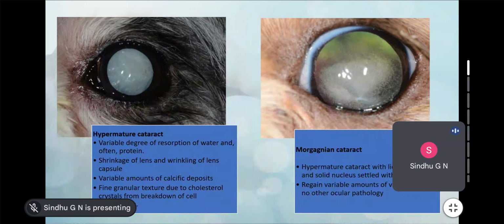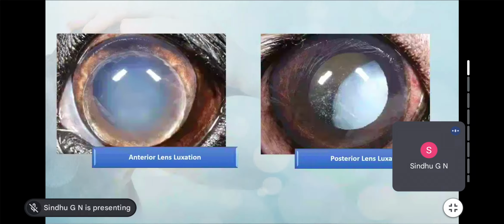Then anterior and posterior lens luxation. I kept both the pictures together so that we can compare or appreciate the difference. In anterior lens luxation, the lens comes anterior to the iris. So here the iris margin will not be properly visible, and the lens margin you will be able to see in front of the iris. In posterior lens luxation, we can see the lens margin behind the iris, and half of the lens will be behind the iris and you won't be able to see. And we can see a crescent shaped part of fundus not through the lens, that forms the aphakic crescent.